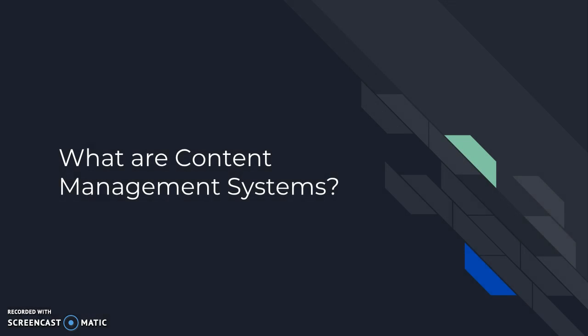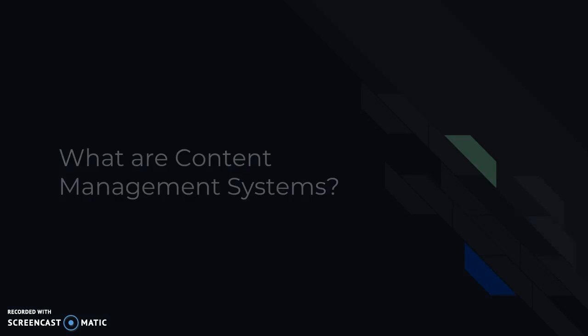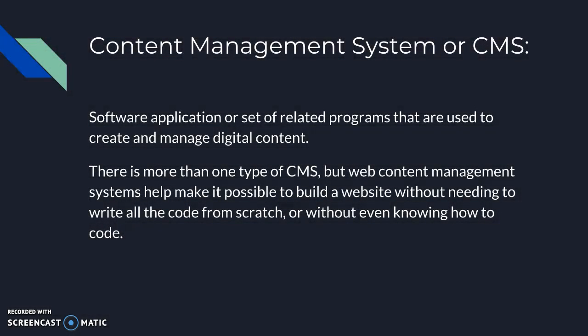So what are content management systems? A content management system, or CMS for short, is a software application or set of related programs that are used to create and manage digital content. There is more than one type of CMS, but web content management systems help make it possible to build a website without needing to write all the code from scratch, or maybe without even knowing how to code.